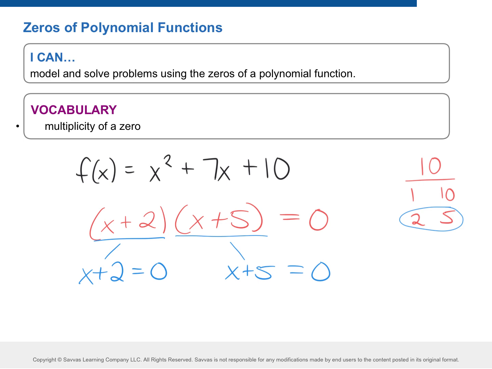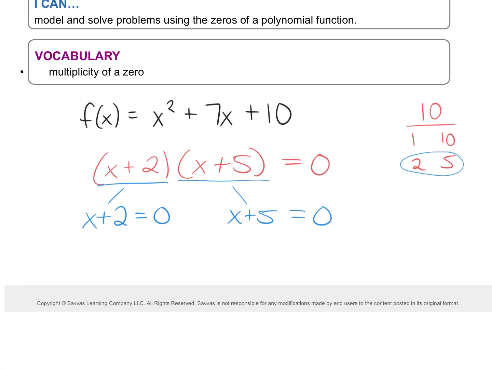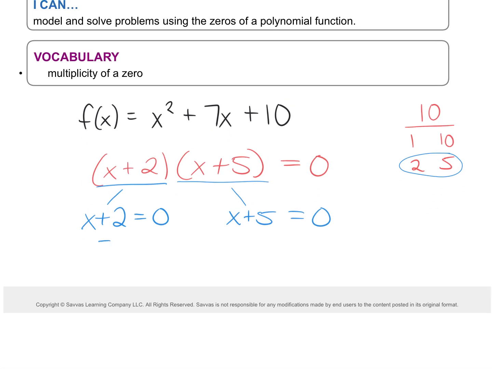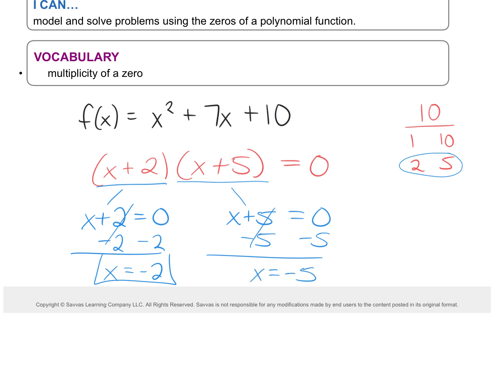Now we just solve both of them. This one I subtract 2, so I get x equals negative 2. This one I subtract 5, and I get x equals negative 5.